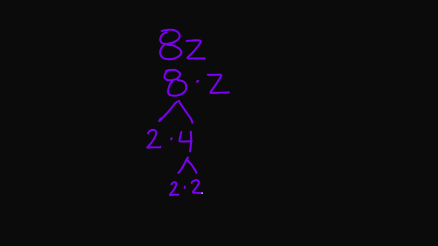So let's try 8z. So my factor is going to be 8 times z. 8 can be factored into 2 times 4. And your 4 can be factored into 2 times 2. All right, I am left with prime numbers. So you have 2 to the third power times z.